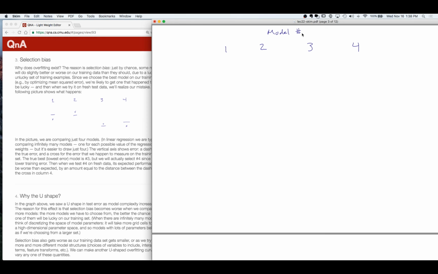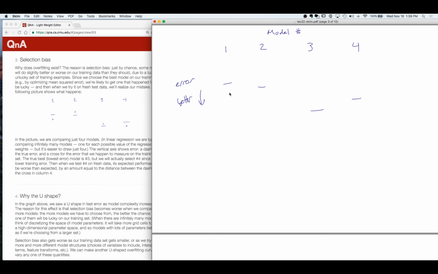And we're going to evaluate their error. And lower is better for error. So we're going to be using something like mean squared error here. And there's going to be some true mean squared error for each one of the models that we're looking at. So I'll draw it like this. The dash represents the true mean squared error. And by true, I mean that if we took an independent sample that was incredibly large and measured the mean squared error of our model on that new sample, this dash is the level that we'd get.